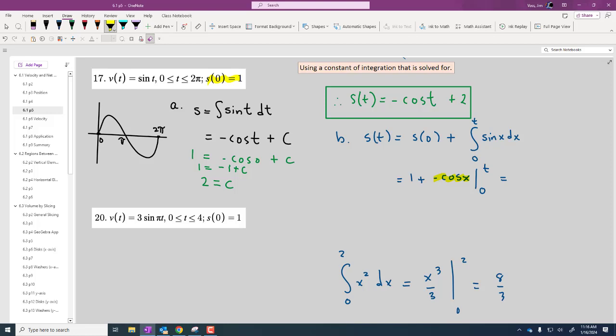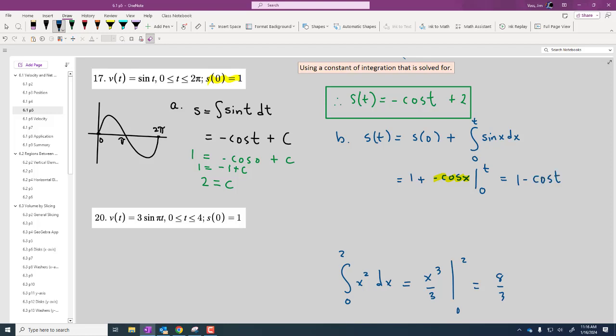Right? You would have this whole thing at t minus this whole thing at 0. The 1's would disappear. We don't want to do that. The antiderivative is just this piece. So that piece right there is what we're substituting. So we're going to get minus cosine of t.